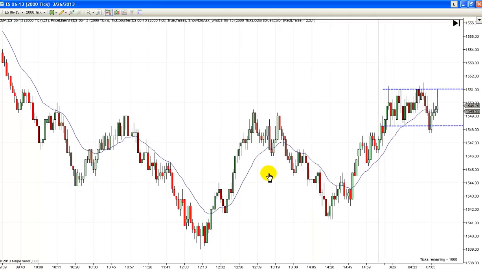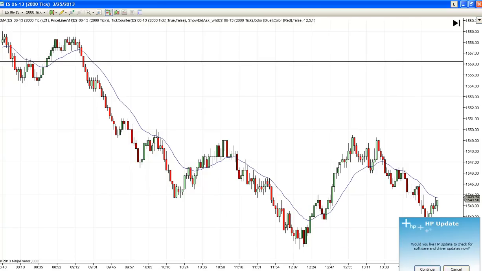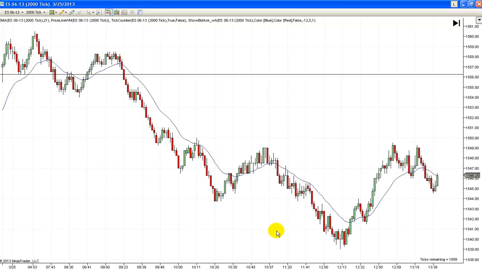And let me find another little congestion area right in here. This was a little trading range or congestion area. Look what happened. It breaks out. It snaps back, tests it to the tick, and then it turns down. And again, you will see that over and over and over.